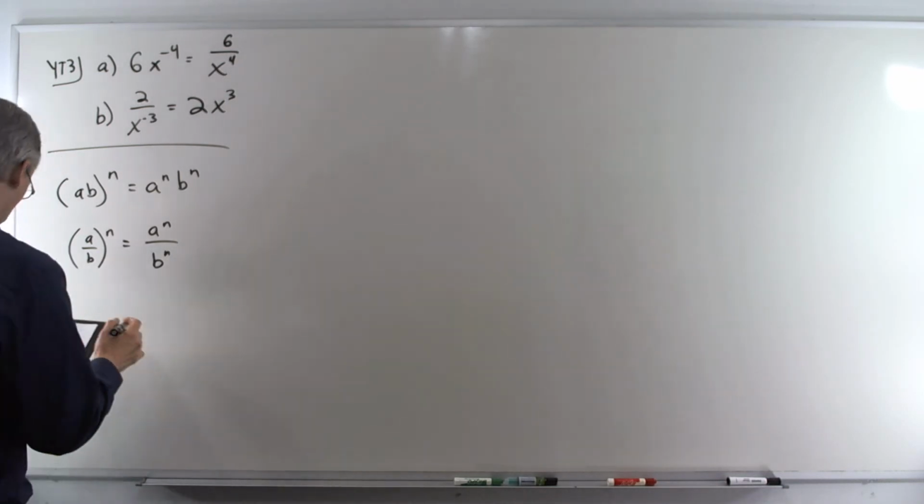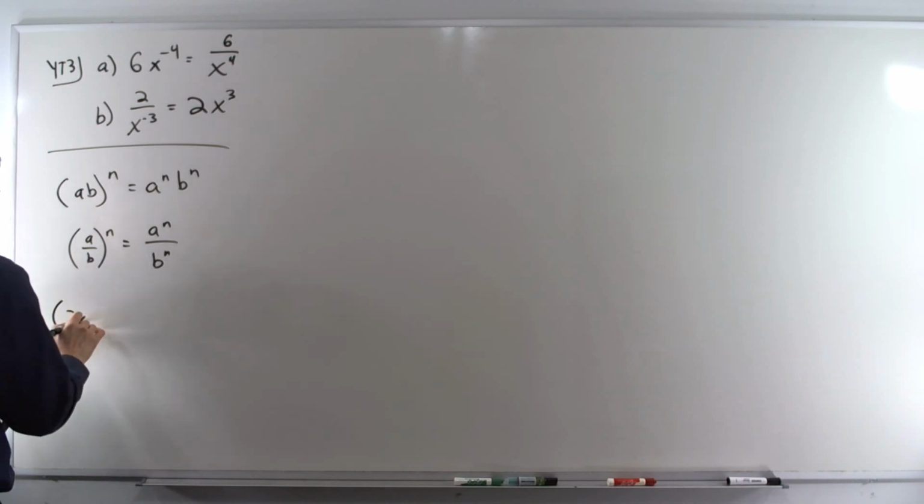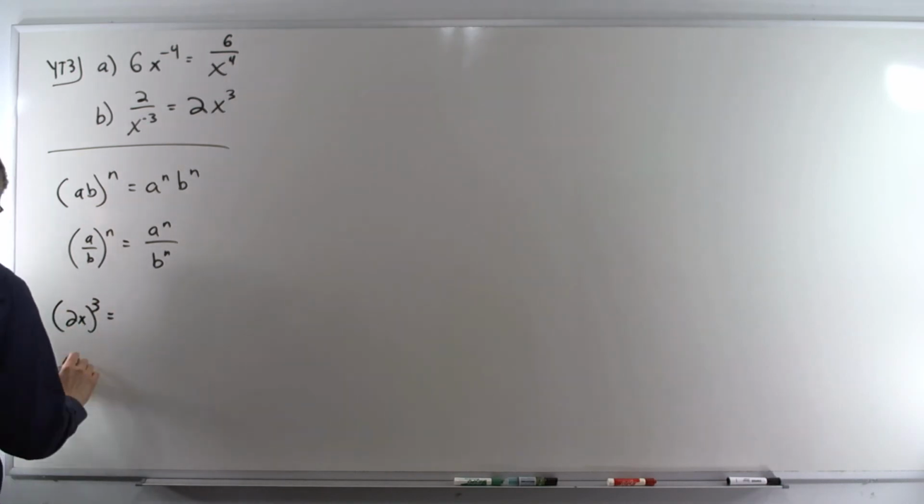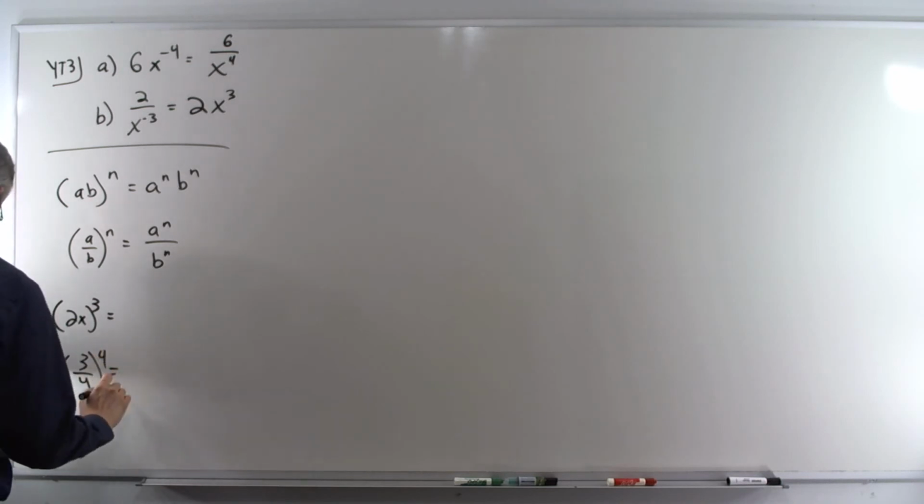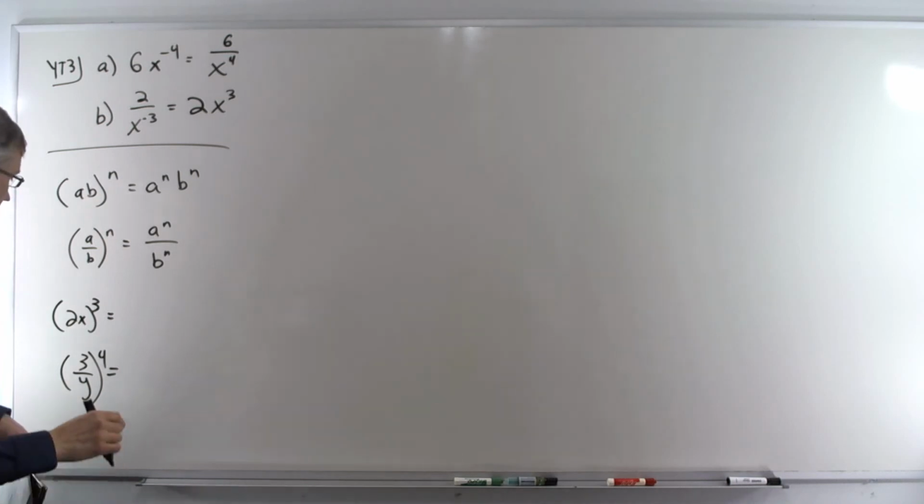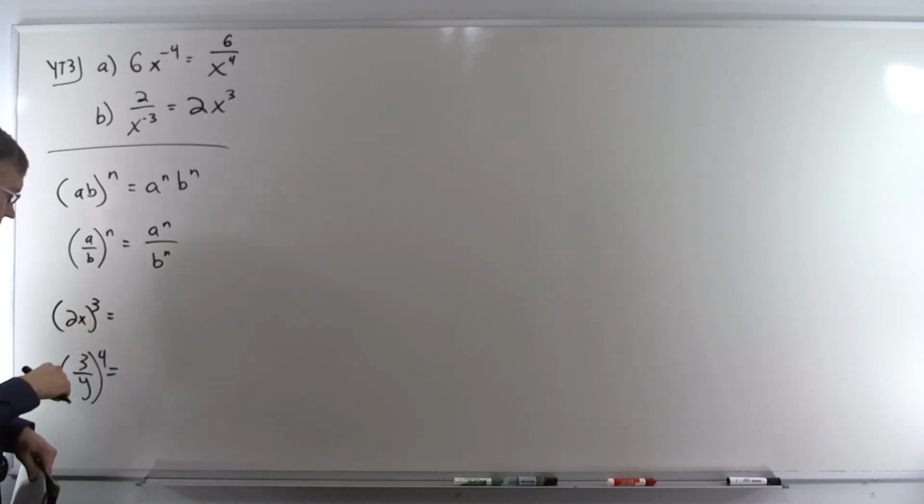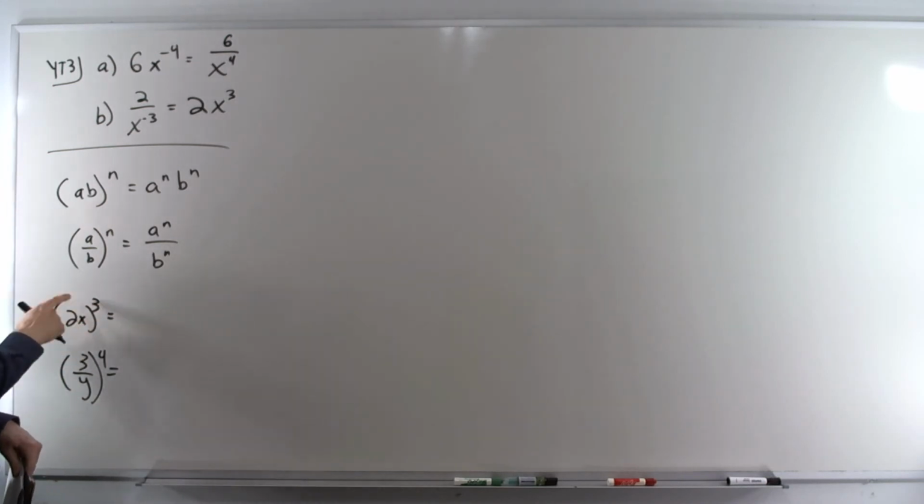Examples. 2x to the 3rd power and 3 over y to the 4th power. The mistake I see here is people saying this equals 2x to the 3rd power, only applying the exponent to this thing. You have to apply it to everything inside the parentheses.